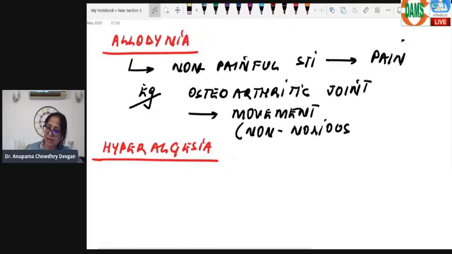Movement is a non-noxious stimulus which produces pain.